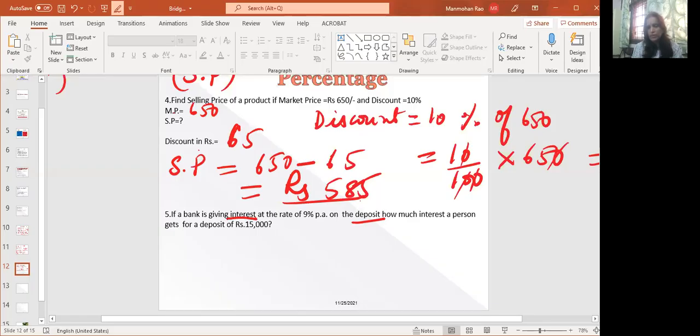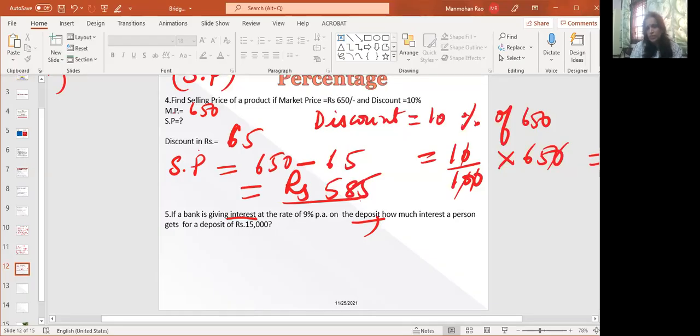If the bank is giving interest at the rate of 9% per annum on the deposit you make, how much interest does a person get for a deposit of 15,000? Suppose today you are going to some nationalized bank, can you tell me?